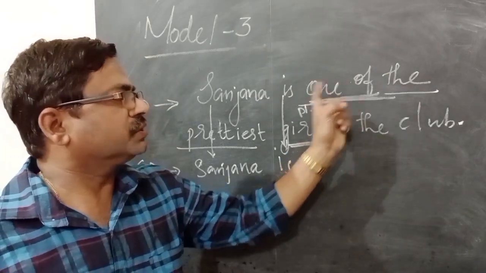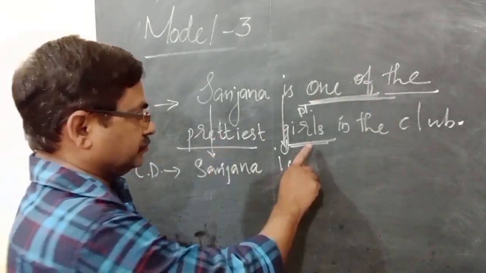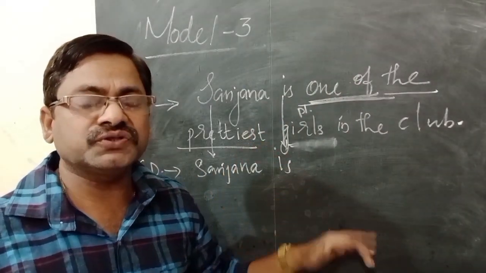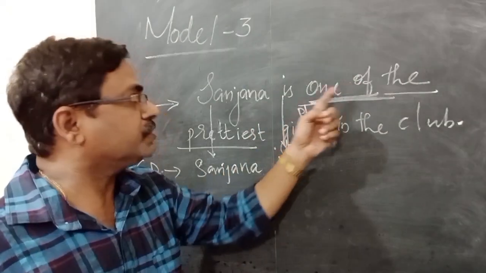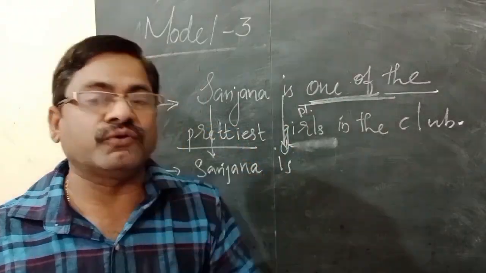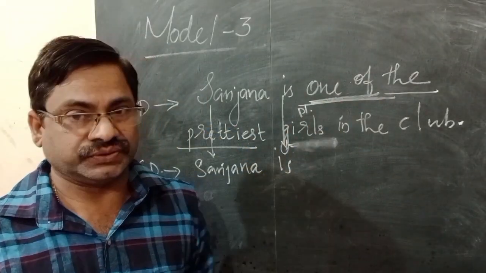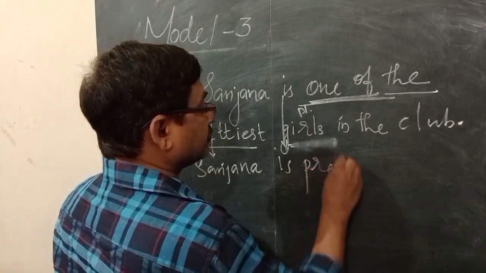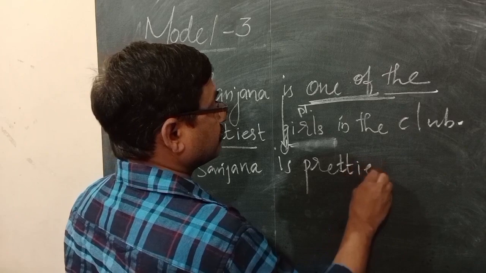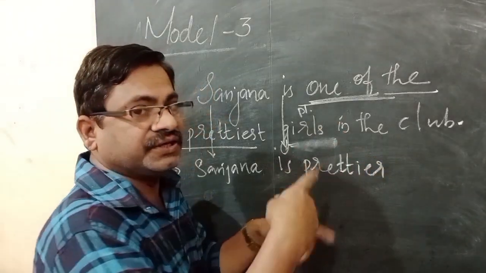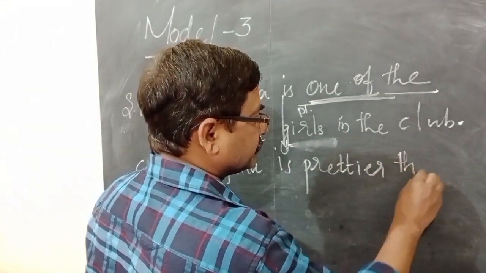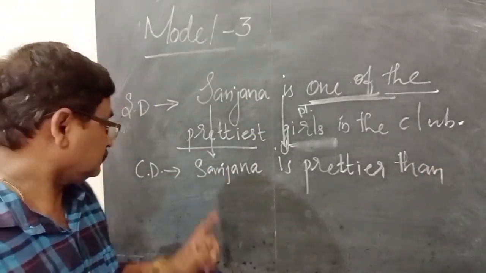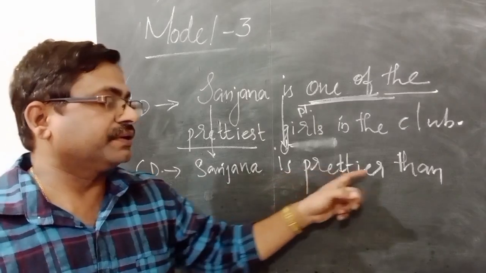You should not use this underlined part. One of the prettiest. This phrase should not be used while writing the answer. Instead of that, use the comparative form. Pretty, prettier, prettiest. So we have to use prettier. Comparative degree is immediately followed by than. Sanjana is prettier than.